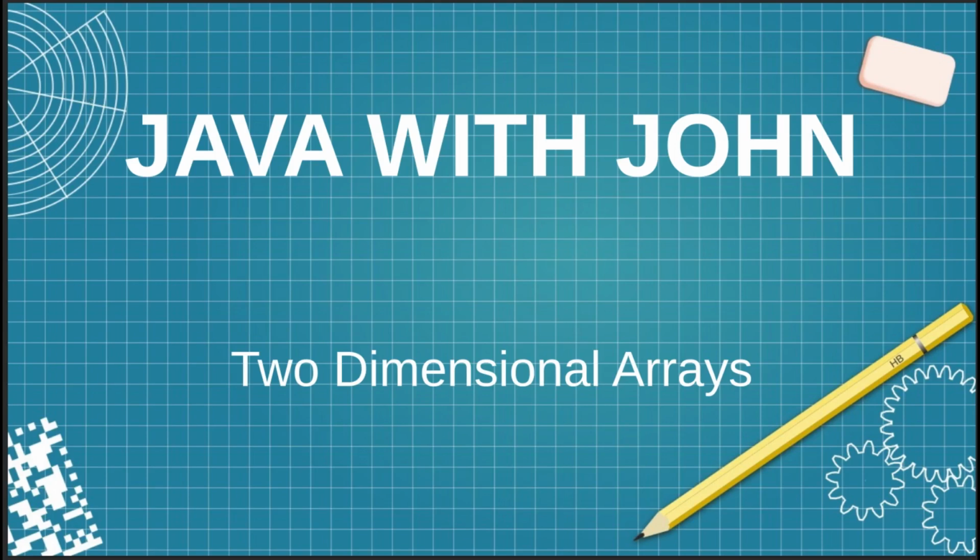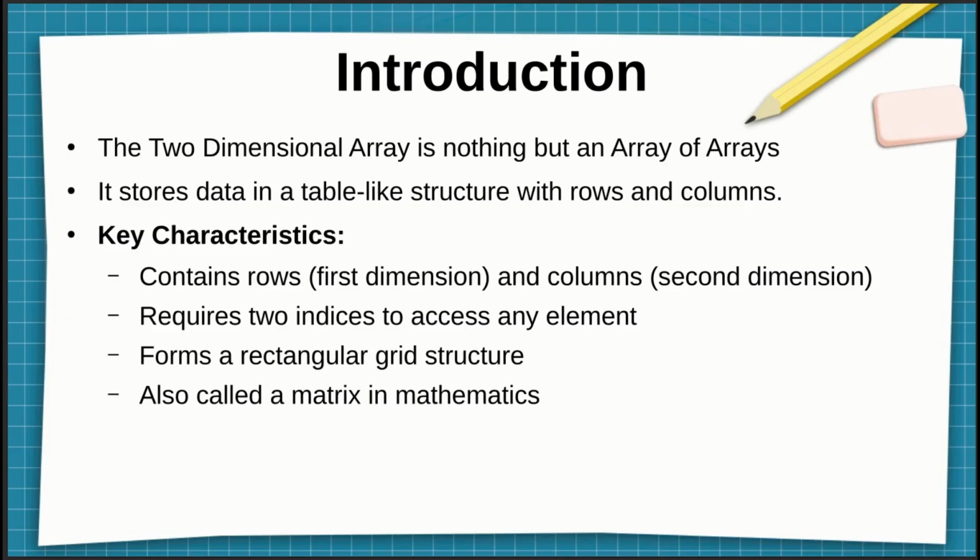So let's dive in. A two-dimensional array is simply an array that has other arrays within it. That's the simplest way we can define it. A two-dimensional array stores data in a table-like structure. Typically a table would have rows and columns. Some key characteristics: it contains rows, which represent the first dimension, and the columns represent the second dimension.